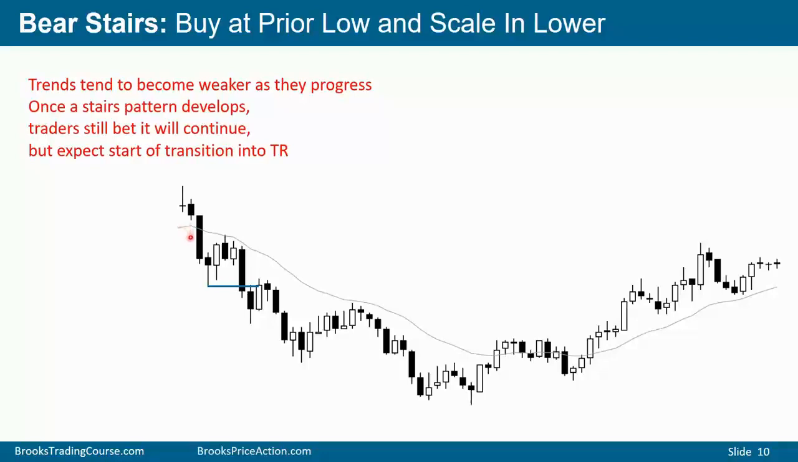As the trend goes on, remember the market cycle. Initially you have a breakout and then a channel, and then the channel gets flatter. It transitions into a trading range, and then either breaks in the opposite direction. Here we have trend reversal, or it resumes down. You get another breakout and then another channel and another trading range.